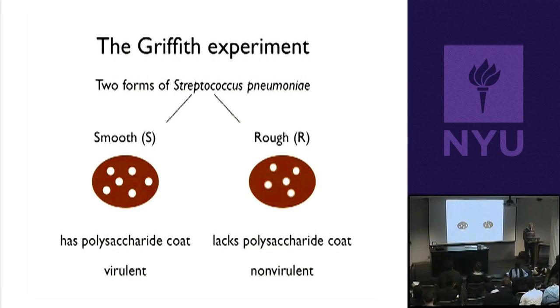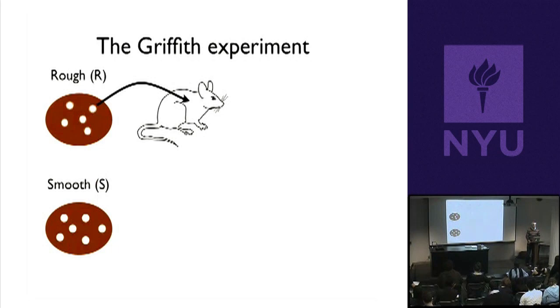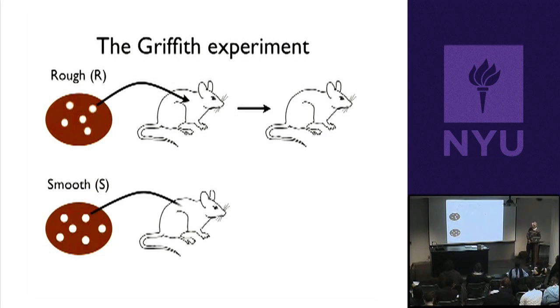The way you know that is you have your rough cells, you pick them up and inject them into a mouse, and the mouse is still alive. If you do the same thing with the smooth cells, you pick them up and inject them into a mouse, the mouse dies. Very quickly. They basically get pneumonia and die.